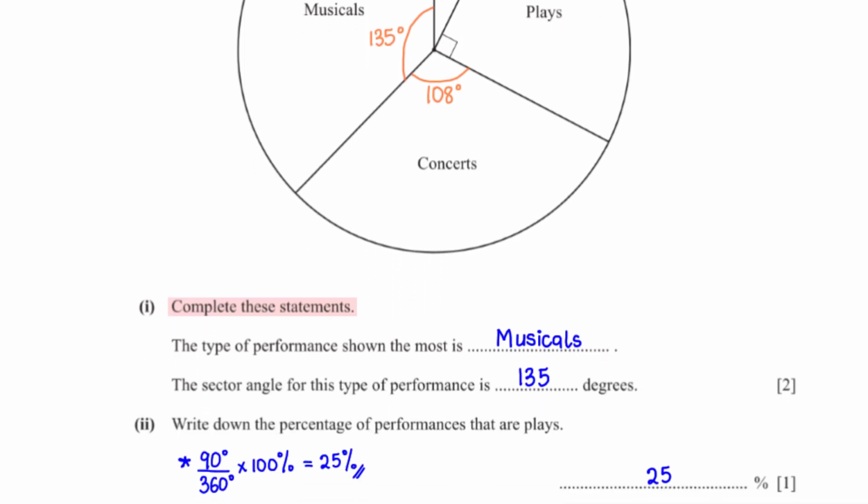The sector angle for this type of performance is blank degrees. We found this angle to be 135 degrees. Write down the percentage of performances that are plays. This percentage is equal to the sector angle for plays, which is 90 degrees divided by 360 degrees times 100%. This gives us 25%.